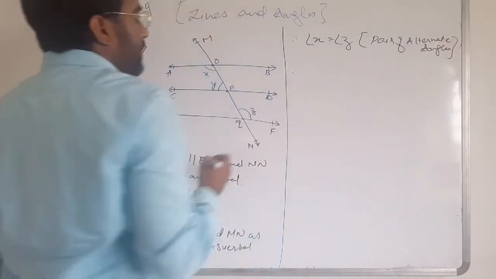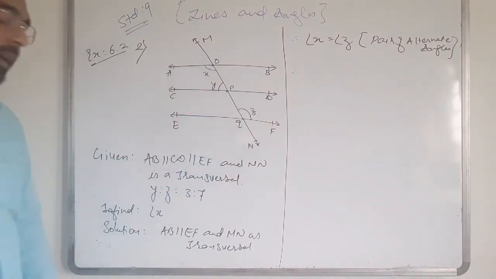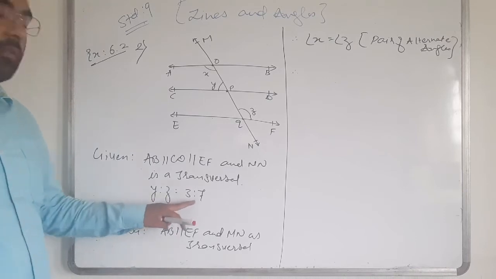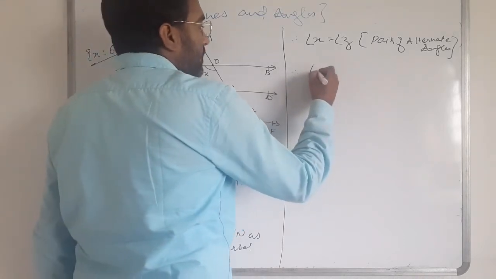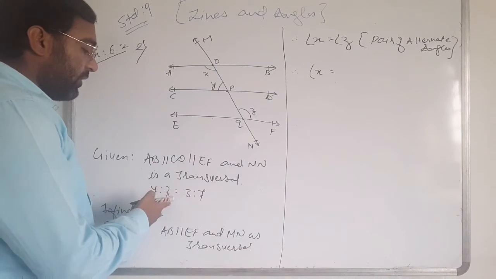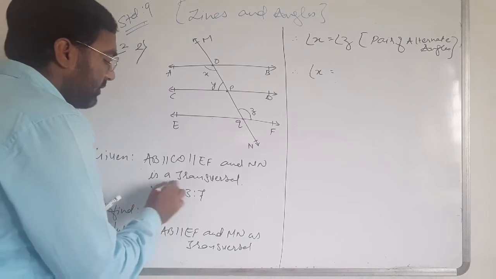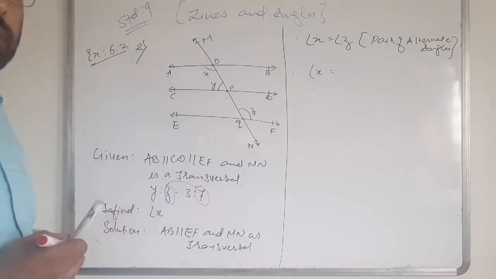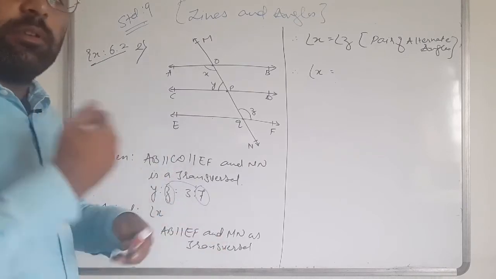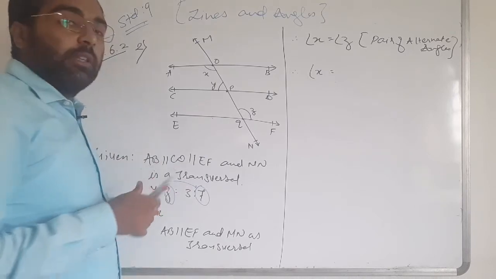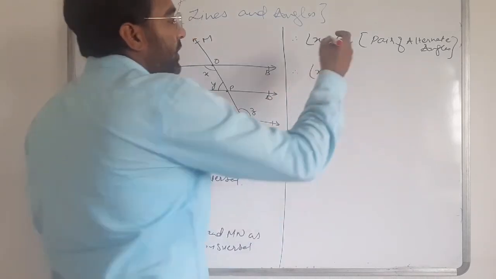So therefore we know that angle Z is equal to angle X. But Y to Z is 3:7, that is given. So therefore angle X is equal to the value of Z. Here the value of Z is given in the ratio, that is 7 in 3:7. From the ratio we have to take the value of Z.